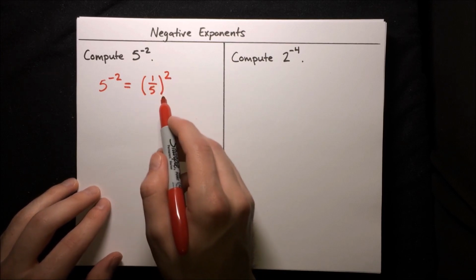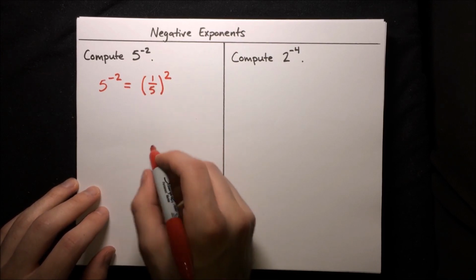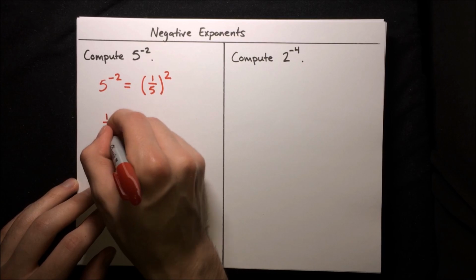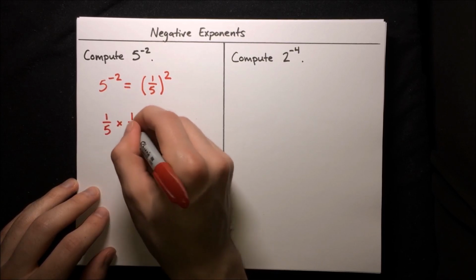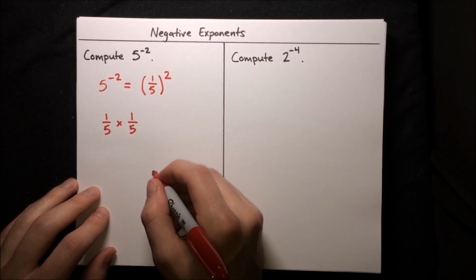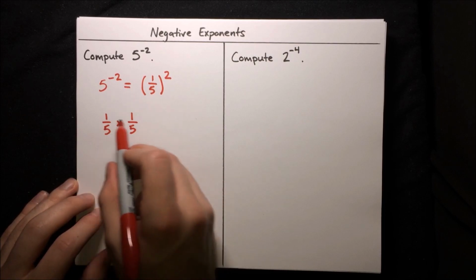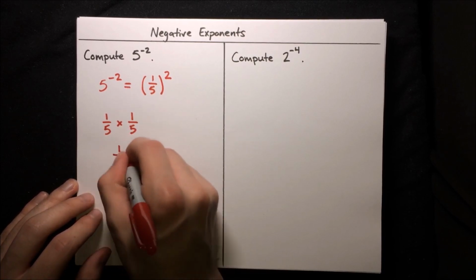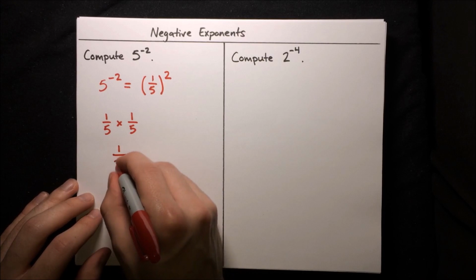And that's a lot easier to compute. We know how to do this. This is just 1/5 times 1/5. Just multiply it by itself. And then 1/5 times 1/5, well, 1 times 1 is just 1 over 5 times 5 is just 25.